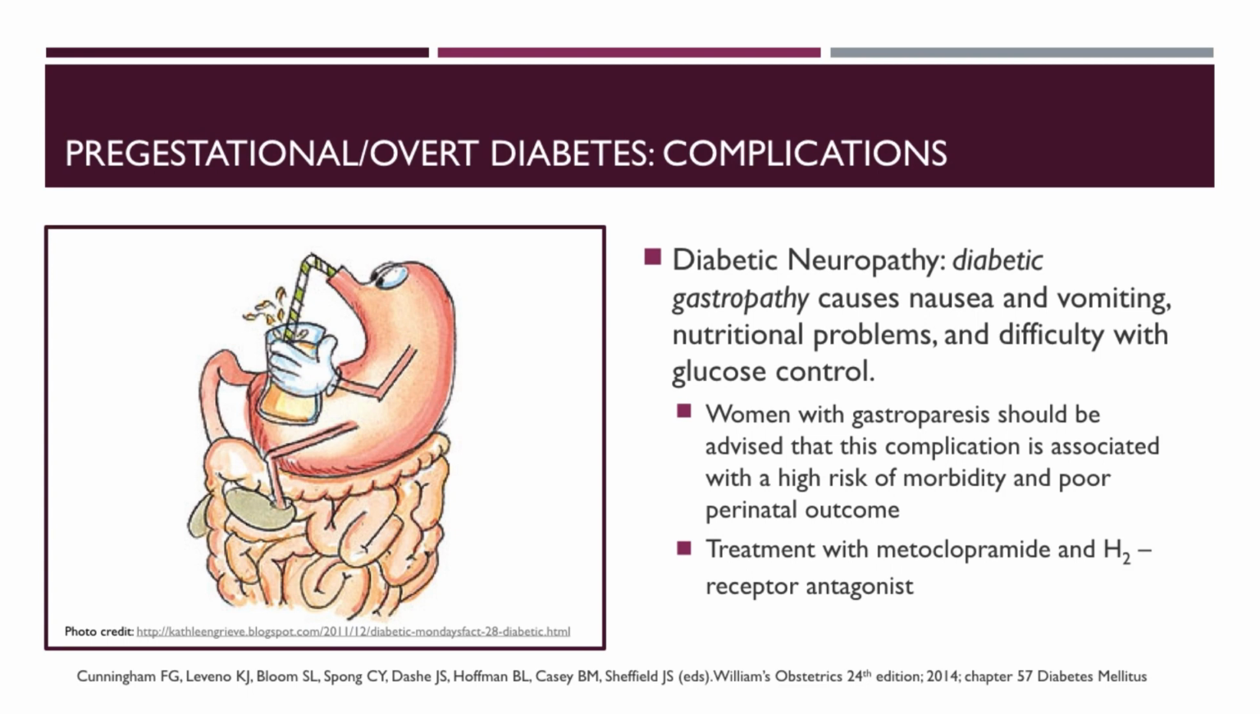Diabetic neuropathy may manifest as diabetic gastropathy, and this causes nausea, vomiting, nutritional problems, and difficulty with glucose control. Women with gastroparesis should be advised that this complication is associated with a high risk of morbidity and poor perinatal outcome, and treatment is usually with metoclopramide and H2 receptor antagonists.